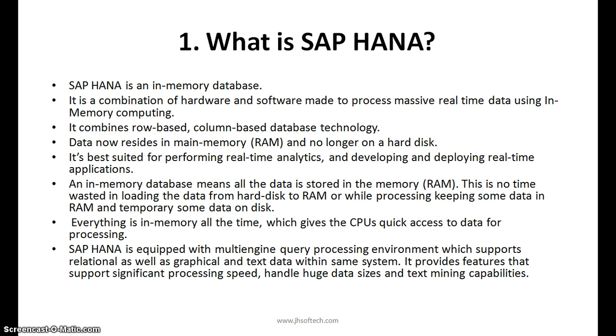What is SAP HANA? SAP HANA is an in-memory database. It is a combination of hardware and software made to process massive real-time data using in-memory computing. It combines row-based and column-based database technology. Data now resides in main memory, RAM, and actually no longer resides on hard disk, in the sense the data which we are accessing is actually from the RAM.